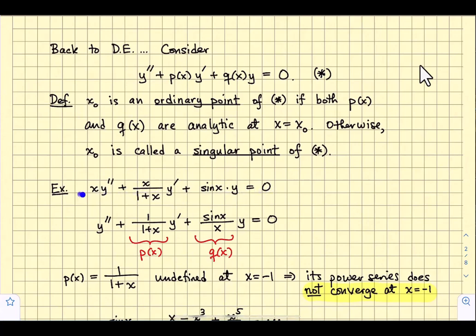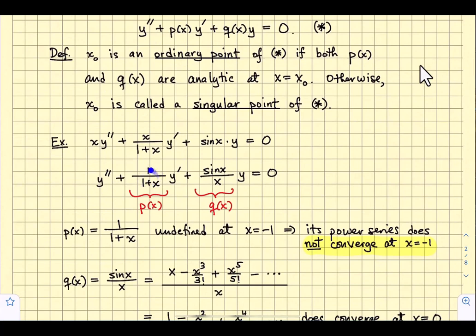Let's suppose we have this differential equation. Right now it doesn't match our form of star because it has to have a leading coefficient of 1. So we'll divide through by x, with the stipulation that x is not 0. And so we get here, and now if we look at this, this is our p function, this is our q function. Let's look at our p of x. Notice this function is undefined at x equals minus 1. And also if you rewrote this as 1 over 1 minus minus x, it reminds us of the sum of a geometric series. This function is not defined at x equals minus 1. Its power series does not converge at x equals minus 1. So minus 1 would be a singular point for this differential equation.